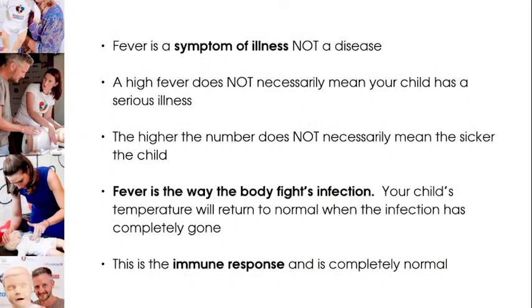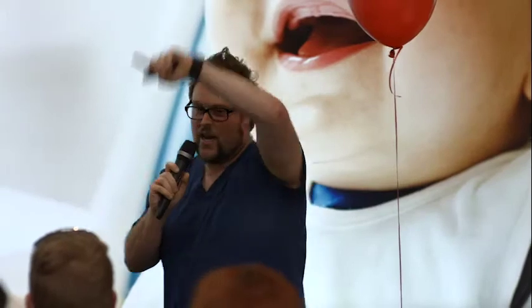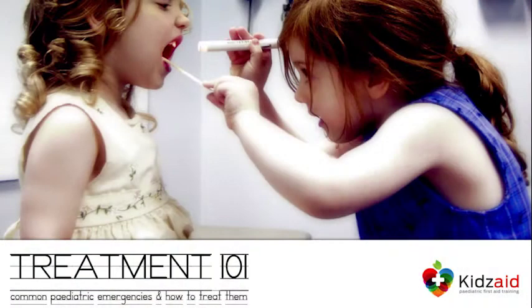Just think, when you have a temperature or when you are unwell, what does your temperature do? Does it always stay up here? Or does it go up, down, up, down, up, down? It goes up, down, up, down, up, down. And your child's temperature will do the same thing, okay, until the underlying infection goes away. And this is the immune response.